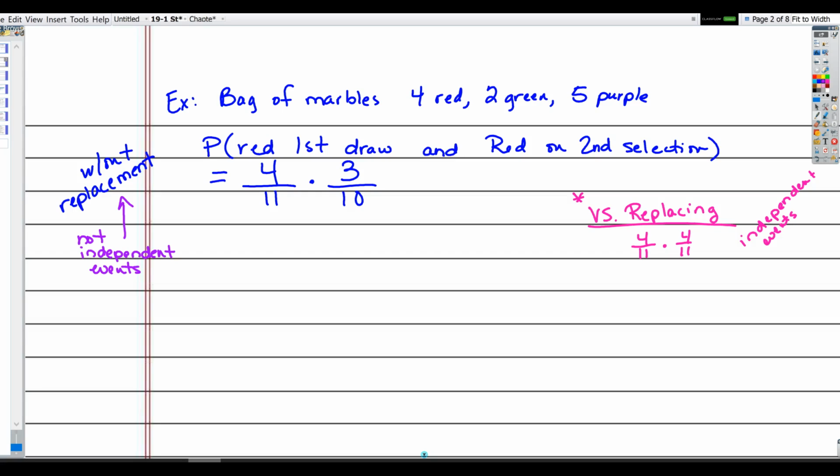Would you just like multiply it and then divide and put it as a decimal? Yeah, you could just multiply across, so you get 12 over 110, and then you could either simplify the fraction or just put it in your calculator and get a decimal form. Okay, probabilities can be given in either fraction form or decimal form. They're both the same. It's both just probabilities.